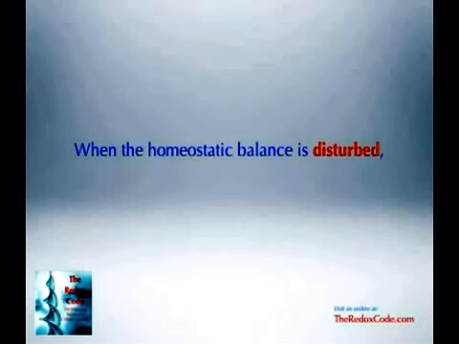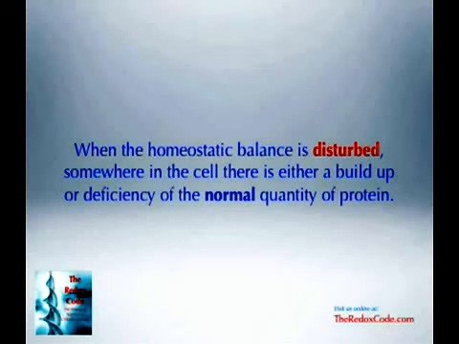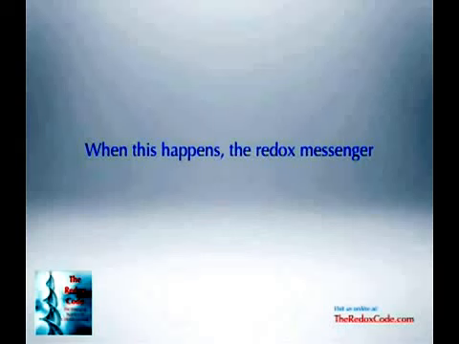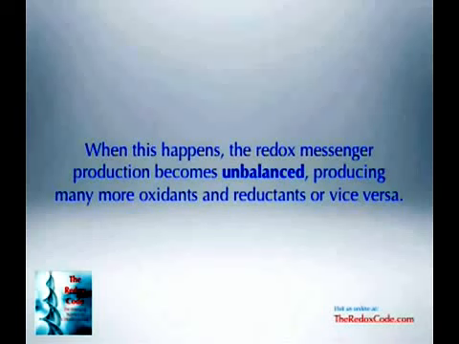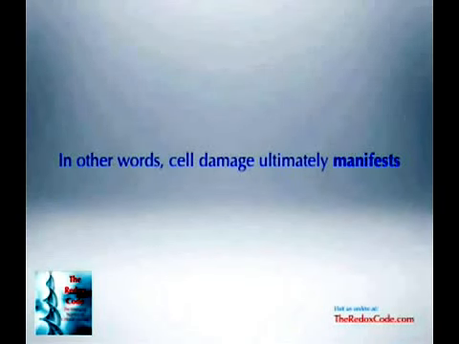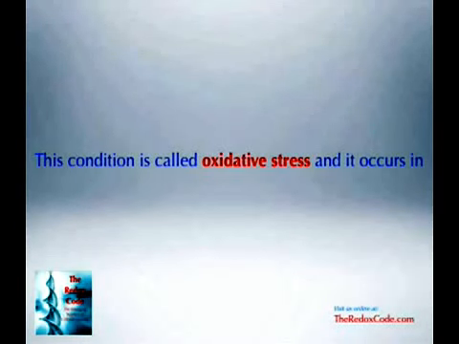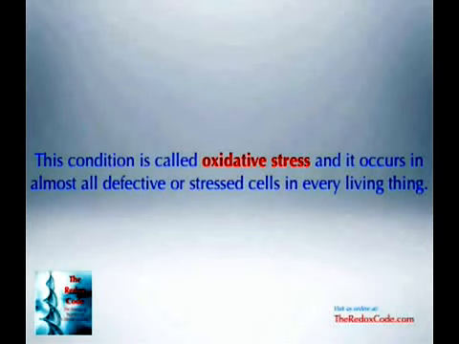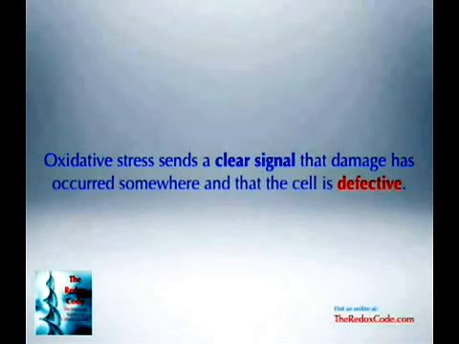When the homeostatic balance is disturbed, somewhere in the cell there is either a buildup or a deficiency of the normal quantity of protein. When this happens, the redox messenger production becomes unbalanced, producing many more oxidants and reductants, or vice versa. In other words, cell damage ultimately manifests itself as a buildup of oxidants or reductants. This condition is called oxidative stress, and it occurs in almost all defective or stressed cells in every living thing. Oxidative stress sends a clear signal that damage has occurred somewhere and that the cell is defective.